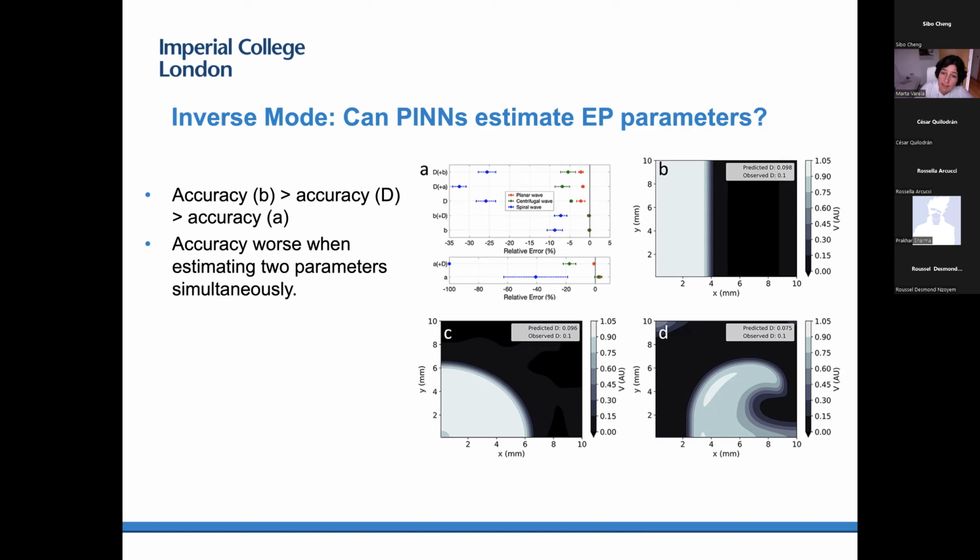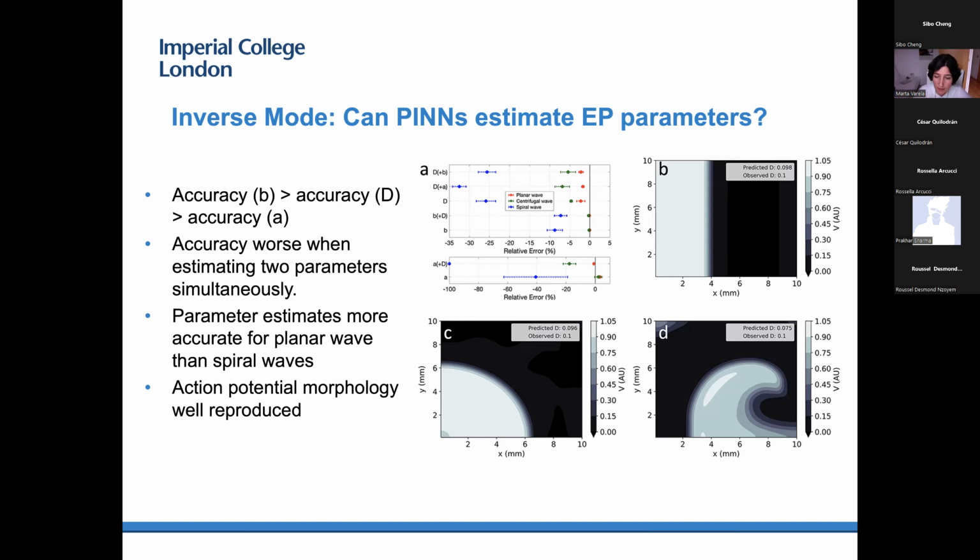You can estimate them in tandem. So here you're estimating D, but you also estimated B at the same time. And then it performs slightly worse when you're just estimating D on its own. But the parameters B, A, and D are quite decoupled in the system. So although it performs slightly worse, it's not bad. And throughout, even though we are estimating the parameters that the system doesn't know, it's still able, as you can see from these figures, to reproduce the morphology of the action potential across space and across time.